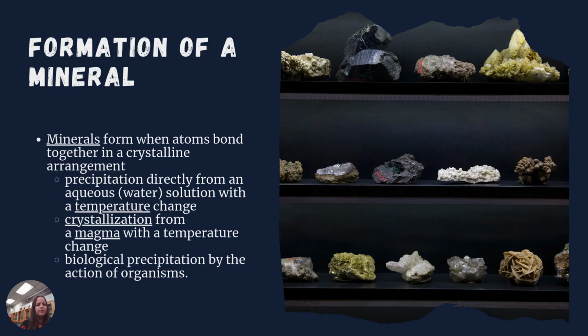So minerals can form in three basic ways. They form when these atoms that I talked about in the previous video bond together to create this crystalline arrangement. Sometimes they're known as crystalline lattices or crystal lattices, and we'll talk about that in one of the next videos as well. The most common way of forming a mineral that people think about is magma, so lava or magma cooling and creating these crystals. There's a couple of different ways outside of just crystallization of magma with a temperature change. That would be precipitation from an aqueous solution and biological precipitation by the action of organisms.